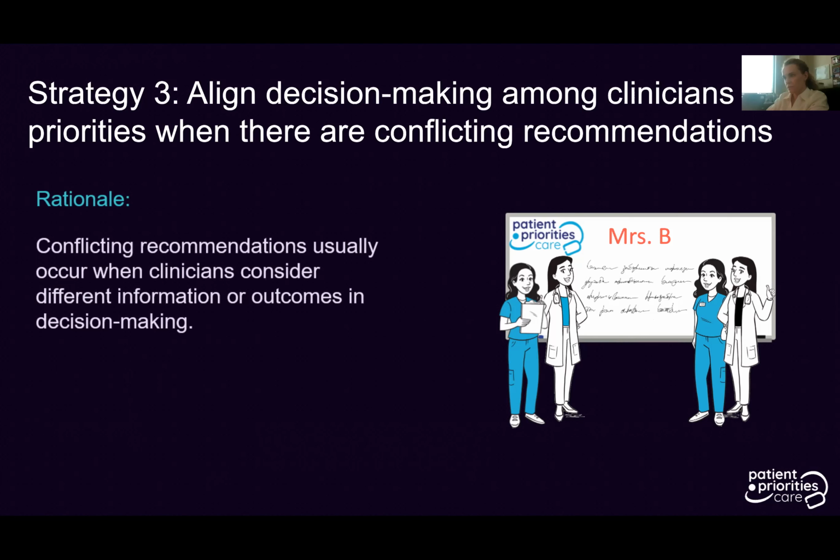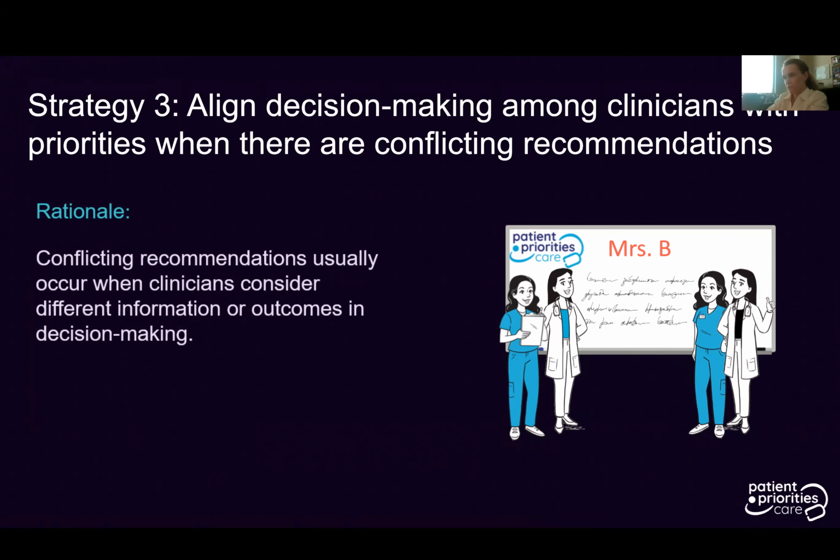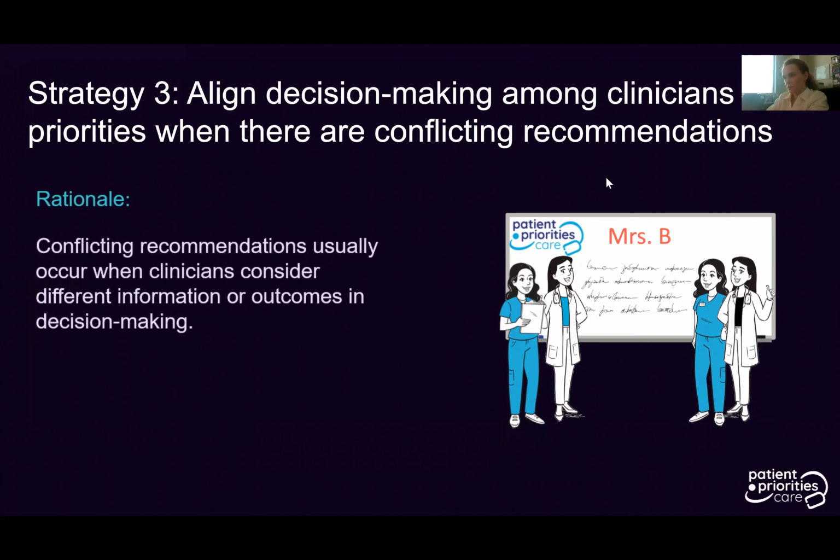Do you think it might be helpful if so-and-so goes through a stress test? Or would you consider liberalizing their diet in the case of diabetes? So this alignment is a major part of our role in primary care. We talked earlier about conflicting recommendations, often resulting from clinicians considering different information, different diseases, or different outcomes in their decision-making. Some clinicians feel a particular guideline applies, some don't.